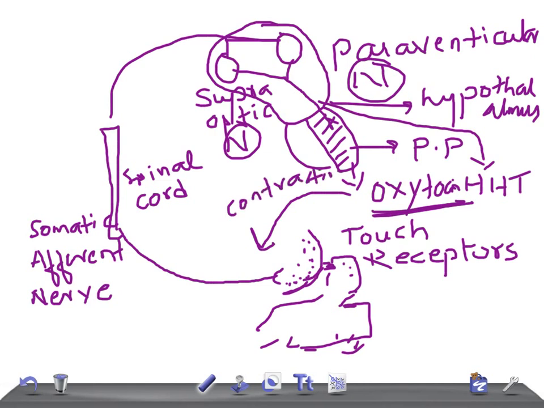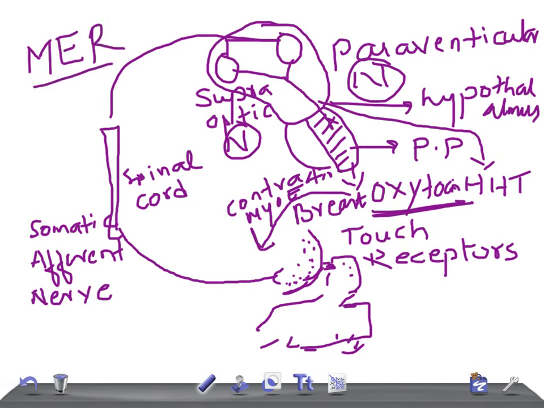One of the functions of oxytocin is to contract the myoepithelial cells of the breast. This causes ejection of the milk, and the milk present in the lobules will get into the sac and is ejected through the nipple, and the baby starts drinking the milk. So this is how exactly the milk ejection reflex works.